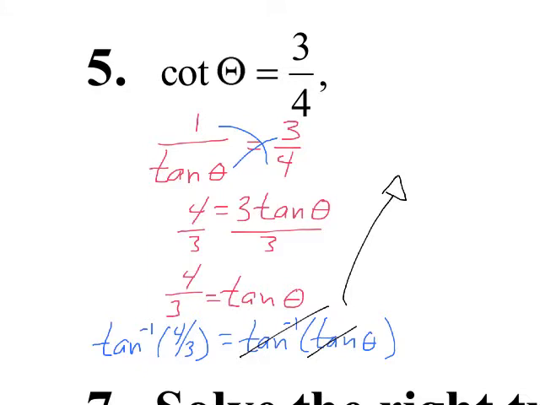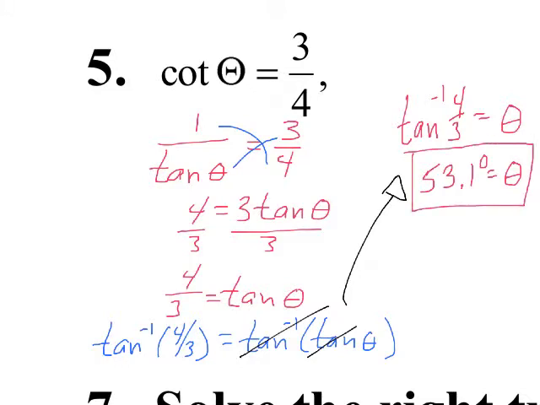Let's move this up over here. So what we're left with is inverse tangent of 4/3 equals theta. So I'd take my calculator, inverse tangent, 4/3, and if we go nearest tenth of a degree, we would end up with 53.1 degrees is equal to theta.